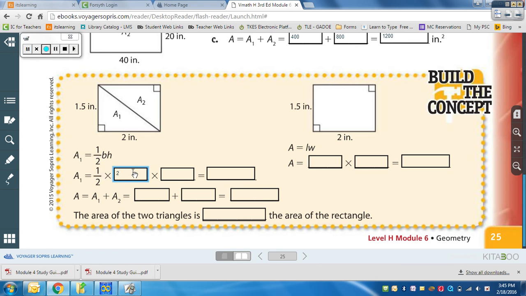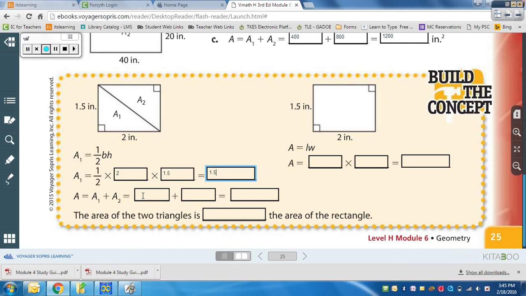So it's 1/2 times 2 times 1.5, which equals 1.5 inches squared. Okay? Everybody with me? That is the area of triangle 1.